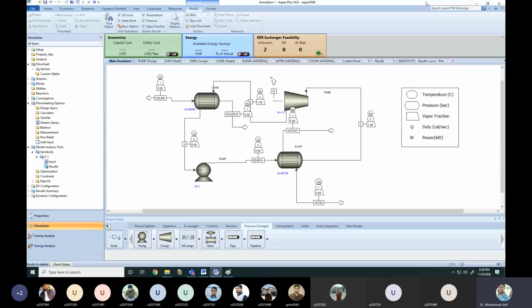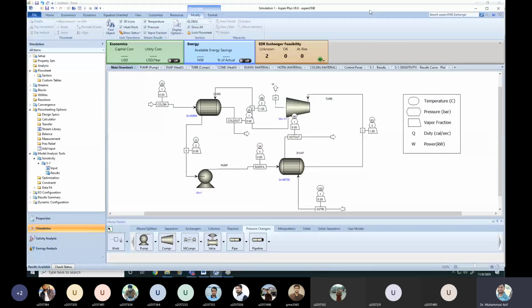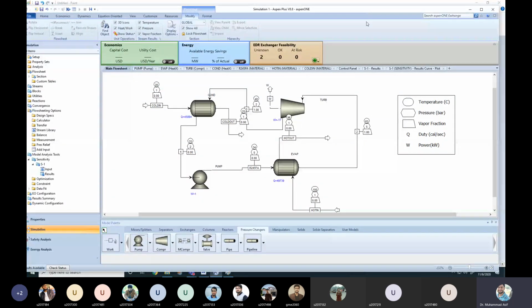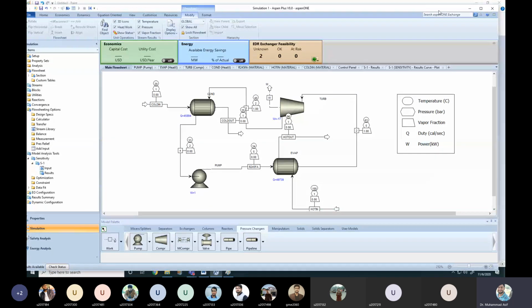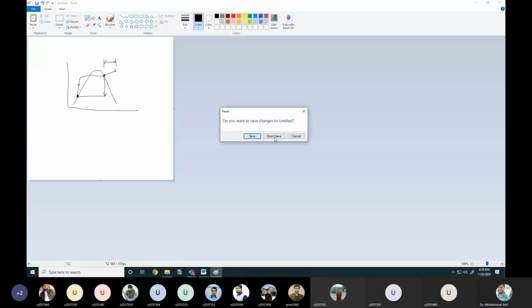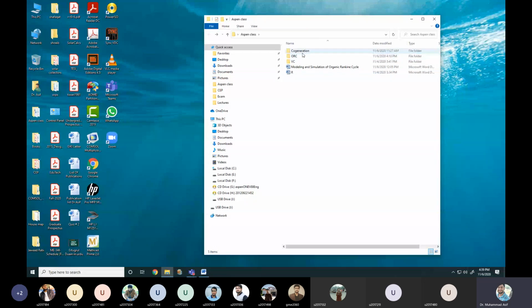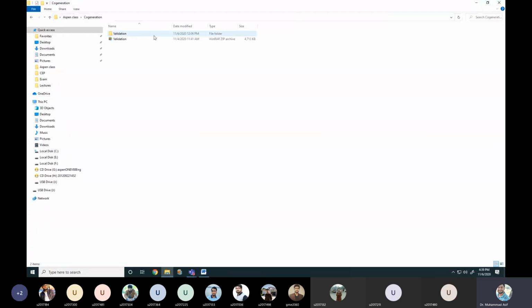Okay. Yesterday somebody asked me whether we can have a template file, so that instead of starting from a blank sheet, we can modify it and start working. Yes, we have template sheets as well in the software. Let me show you one of them. For example, this is a template for cogeneration.